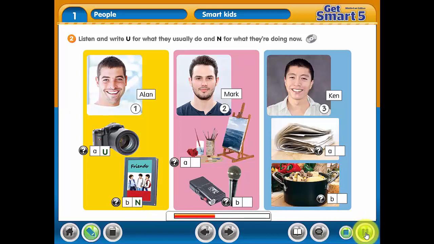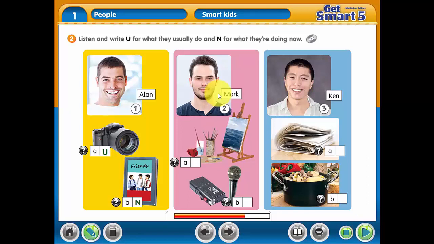Listen to number 2. 2. This is Mark. He is from the US and he's 25 years old. Mark is a reporter. He usually works at weekends. He goes and interviews famous people, athletes, authors, artists, and many more. Then he gives the interviews to newspapers or magazines. But this weekend he isn't working. It's Friday morning, and Mark is painting a picture. He loves painting.